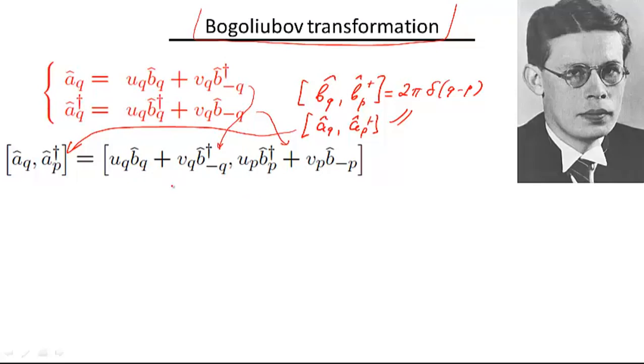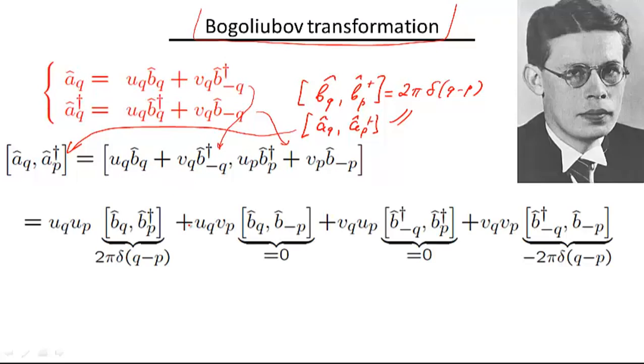And I just calculate the commutators term by term. I will have 4 different terms. The first term will be the commutator of these two, and using this constraint I will require that it equals 2 pi delta function of q minus p. Now these two commutators, which result in this term, should give me 0, because these are both annihilation operators.